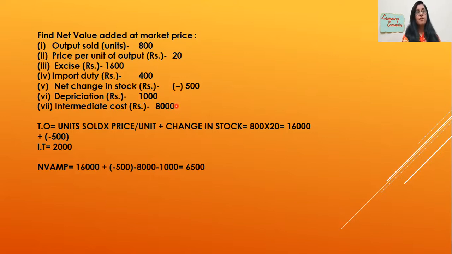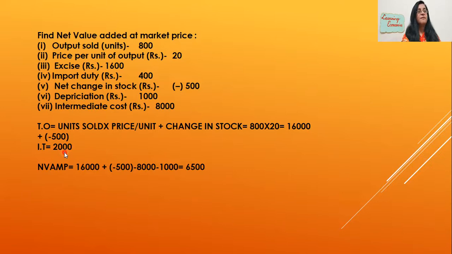First, we have to find total output. Total output is units sold into price per unit plus change in stock. Because I had told you earlier, the total output is equal to sales plus change in stock. So 800 into 20 is 16,000 plus change in stock. Change in stock is minus 500. So we have added 16,000 minus 500.